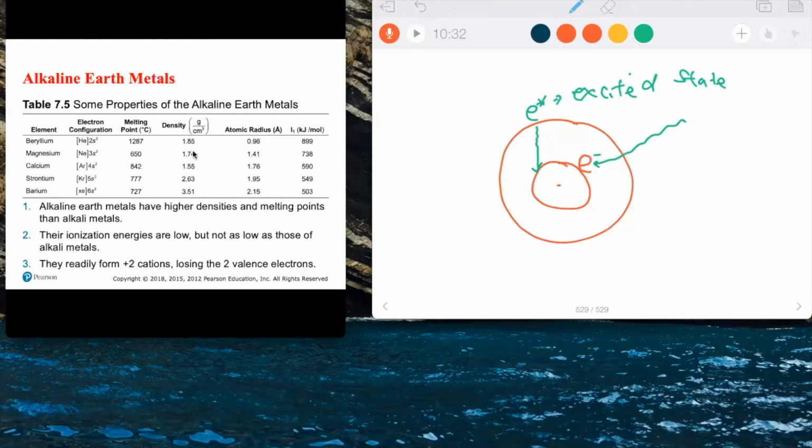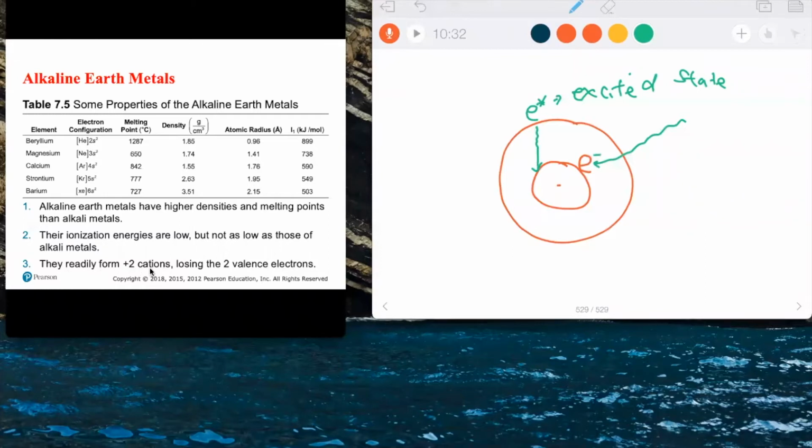Turns out that the density increases down the periodic table. Melting point is decreasing down the periodic table as well. They have high densities and melting points compared to group 1. Their ionization energies are low, but not as low as those of group 1. So compared to group 8, we'll see later on that ionization energies for group 8 are way higher because it's hard to remove those valence electrons, the two valence electrons for group 2.